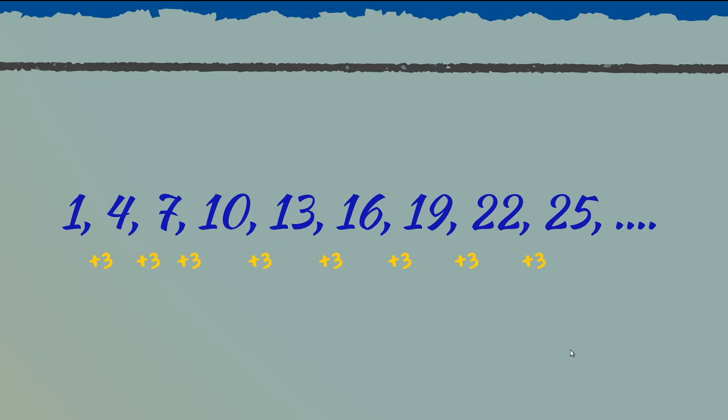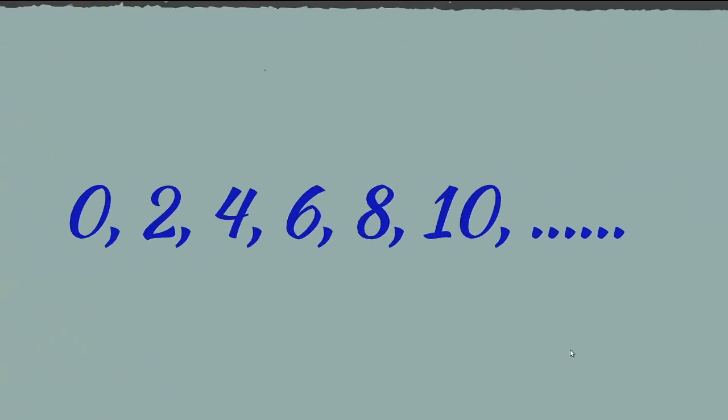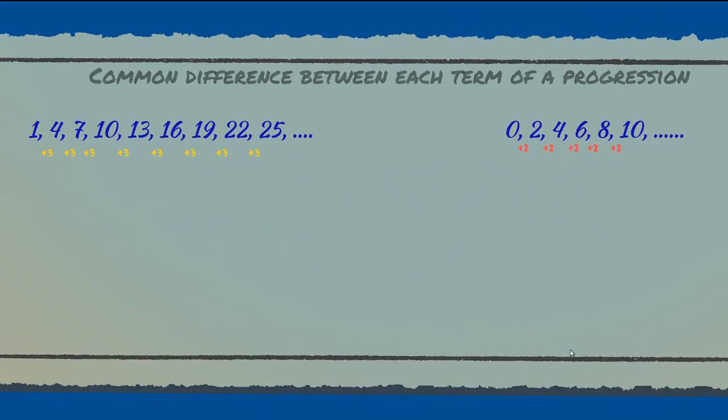And the same thing, there's another example: 0 plus 2, 2 plus 2, 4 plus 2, 6 plus 2, 8 plus 2, 10, and so on. So what do you see? You see that there is a common difference between each term of a progression. And when there is such a pattern, when there is a common difference between each term, then that progression is called an arithmetic progression.